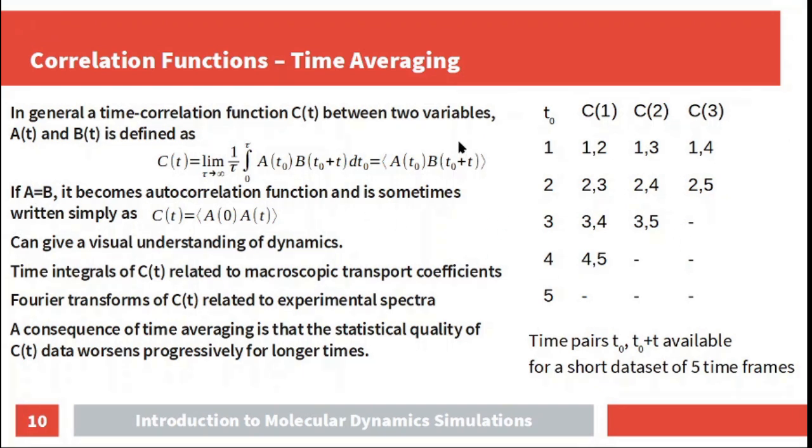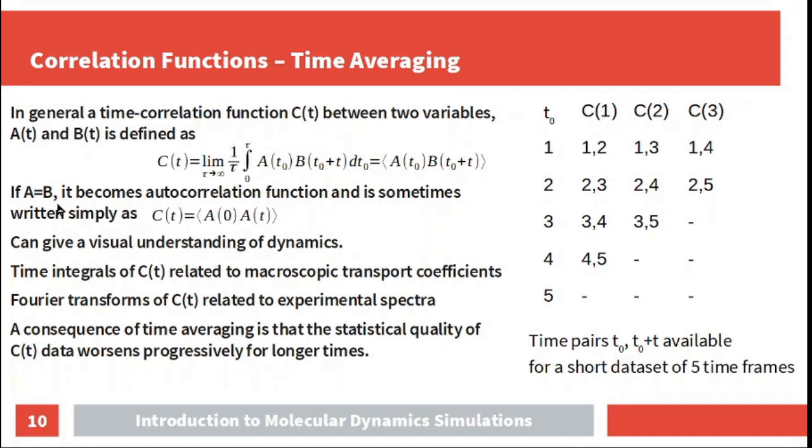So if A is equal to B in this case, it becomes autocorrelation function and is sometimes written simply as A0(t). Because here, as I said, when you have taken an average over time, it means you have removed any speciality on any instant of time. So all instants of time are equivalent. So that means t0 is arbitrary. t0 can be anything. So if t0 can be anything, why not make it 0 and make it simpler? So you can write the autocorrelation function as this here.